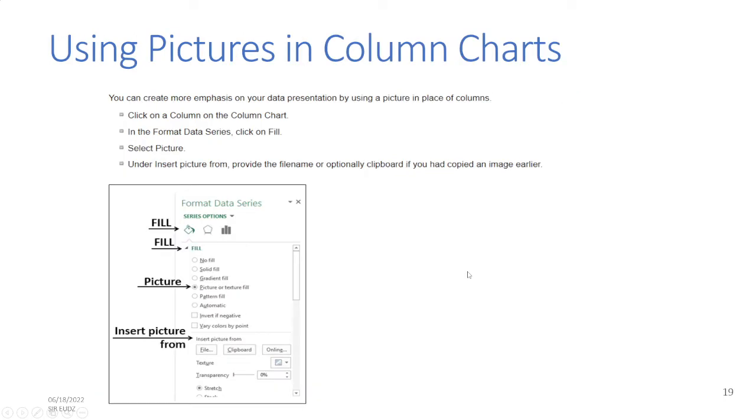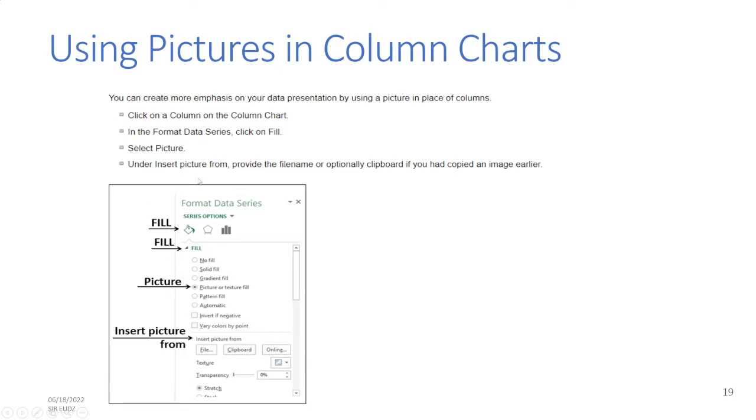Using pictures in column charts. You can create more emphasis on your data presentation by using a picture in place of columns. Click on a column on the column chart. So any column on the column chart. In the format data series, click on fill. So fill, and then we select picture.